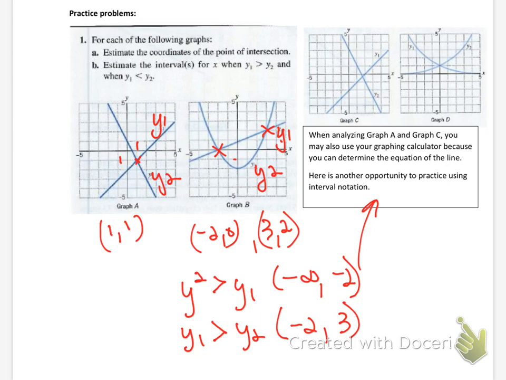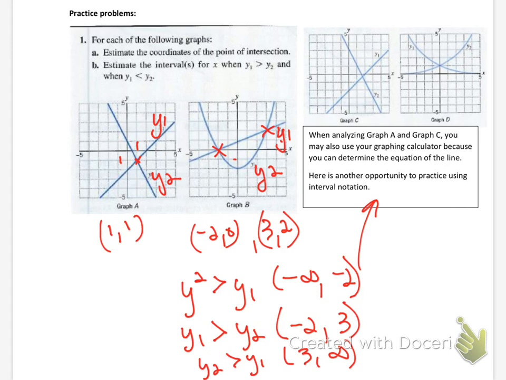So what happens after that point? After that point, what I'm finding is that y2 is once again above y1, and that happens from 3 to infinity. So again, you can use your interval notation to describe what's happening in our practice problems.